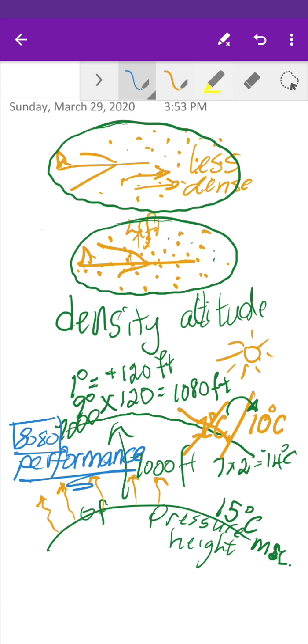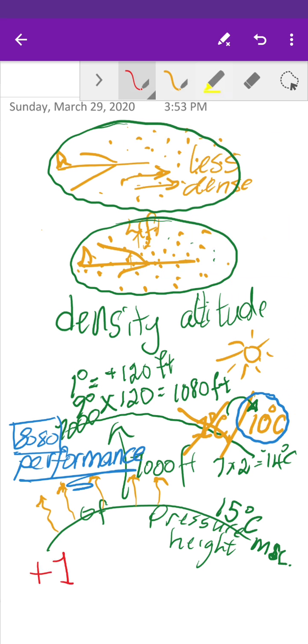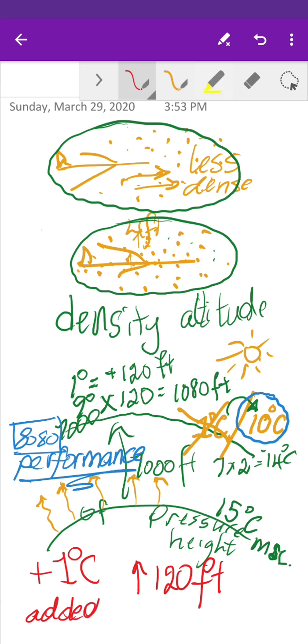That's simply because the temperature is increasing, and for every degree Celsius up, 120 feet will be added on, and that is known as the density altitude. So remember, the aircraft performs different as the air density becomes less.